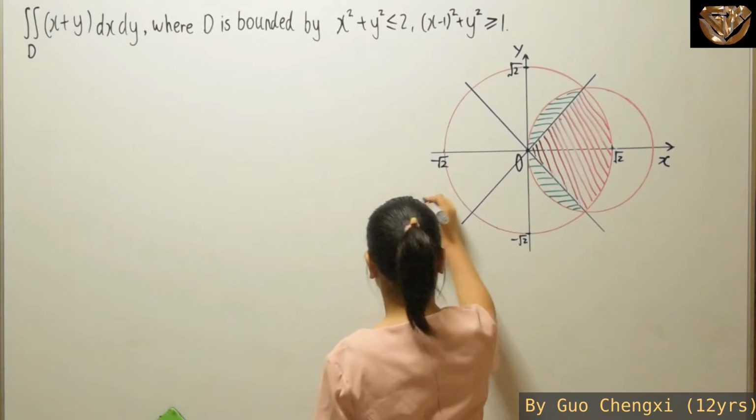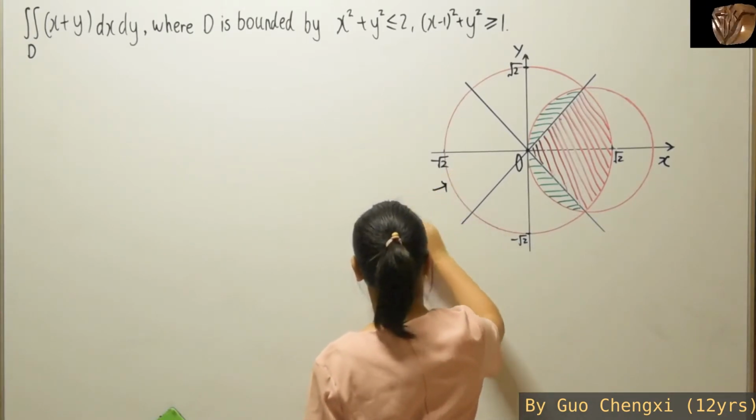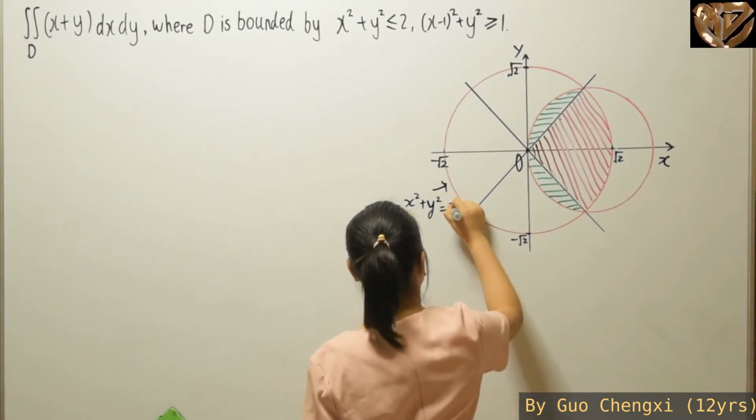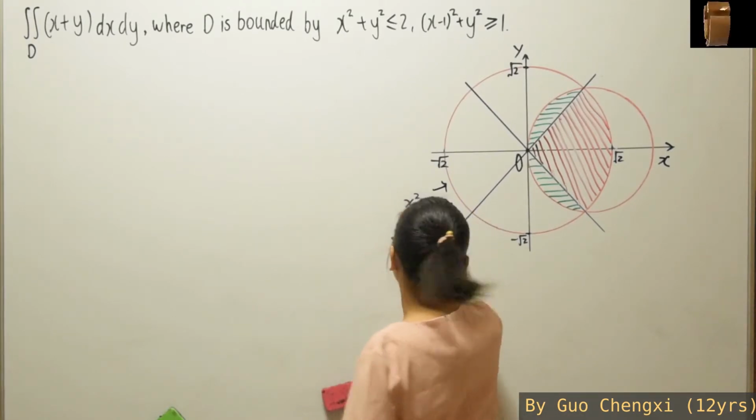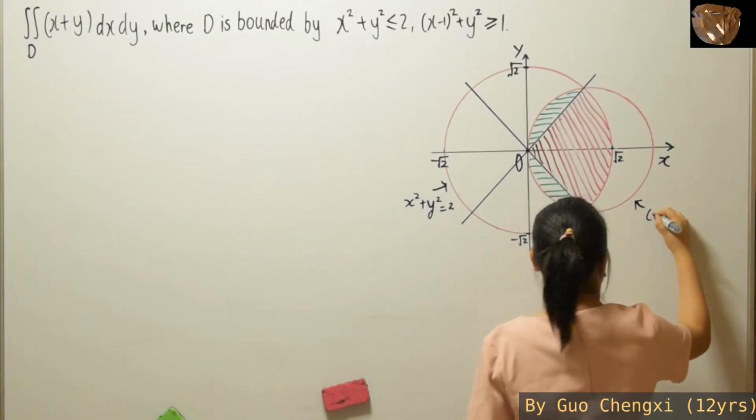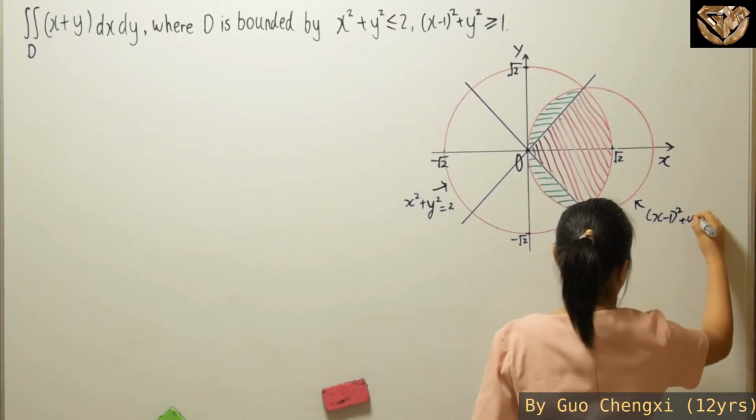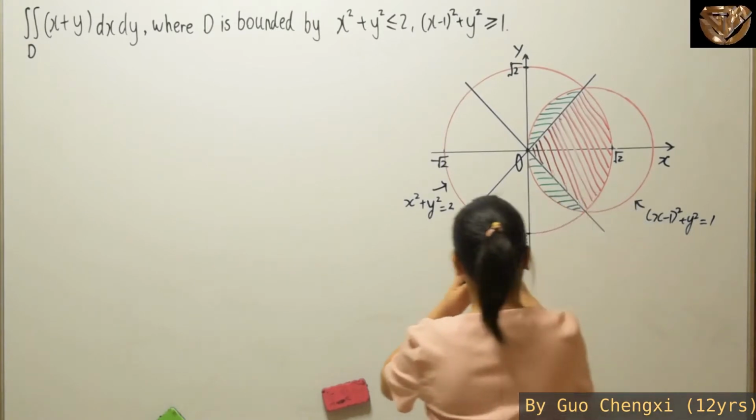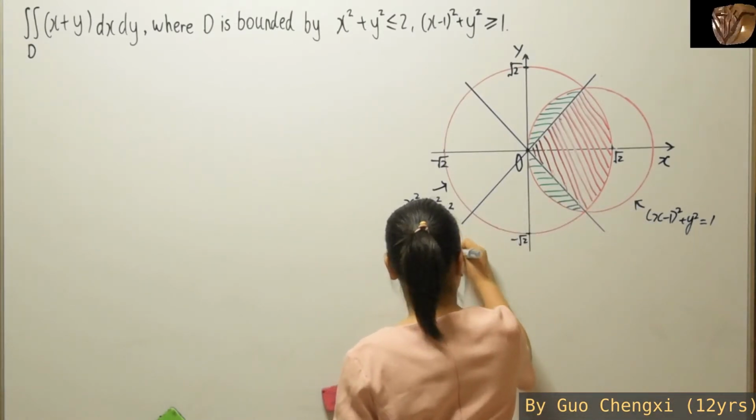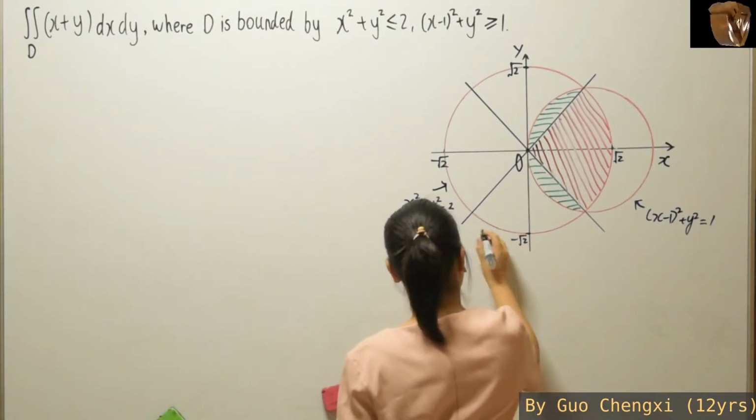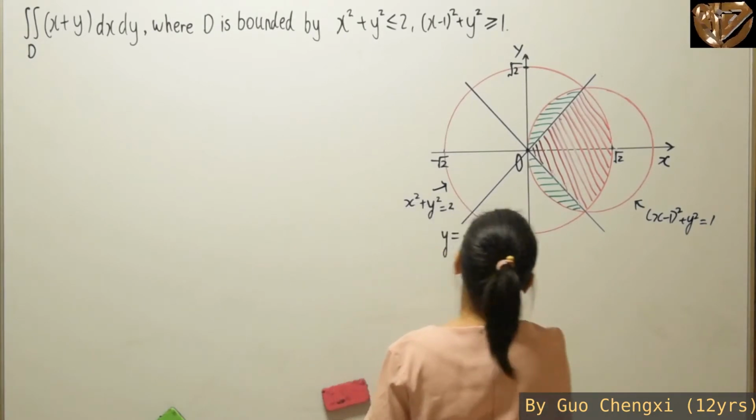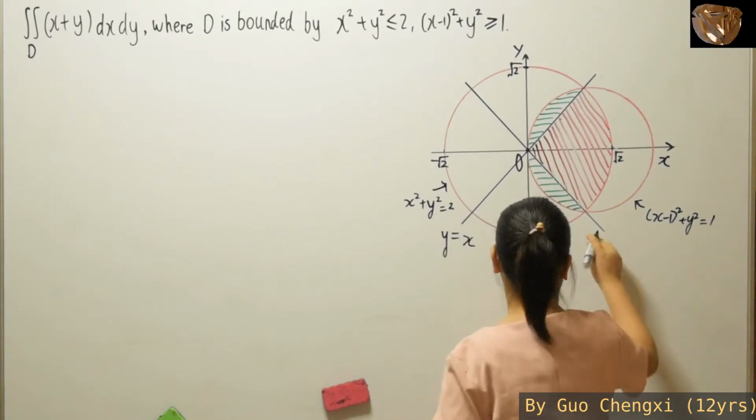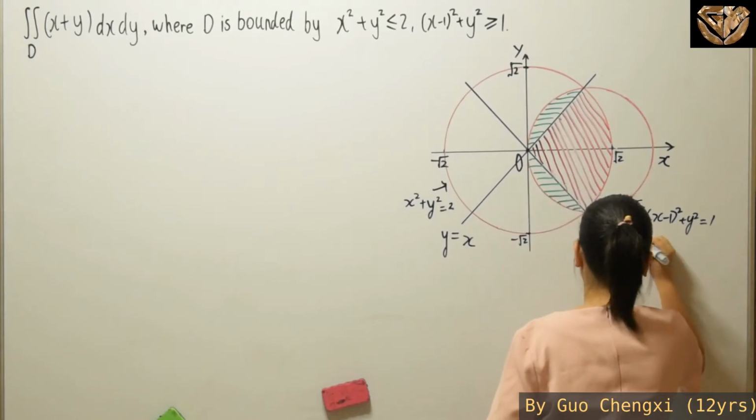Let me just tell you, for the red one, it's x squared plus y squared equals 2. For this part, what we have is (x minus 1) squared plus y squared equals 1. Well, what about these two lines? For this line, y is equal to x, while for this other line, y is equal to negative x.